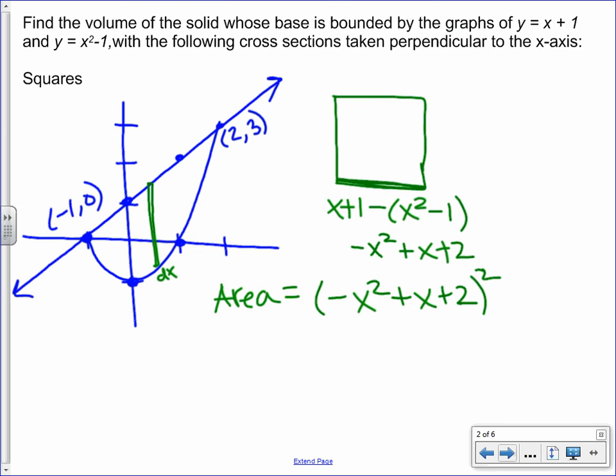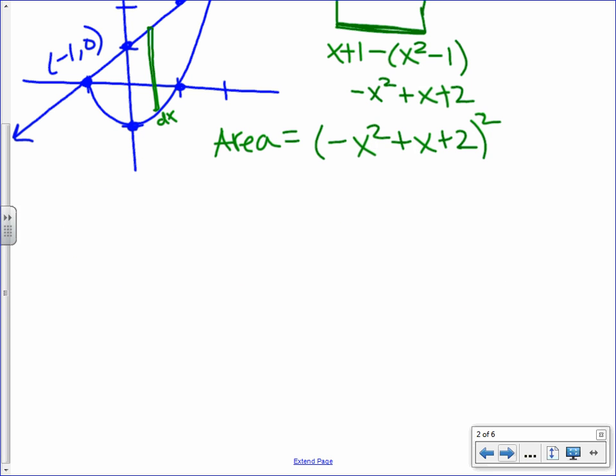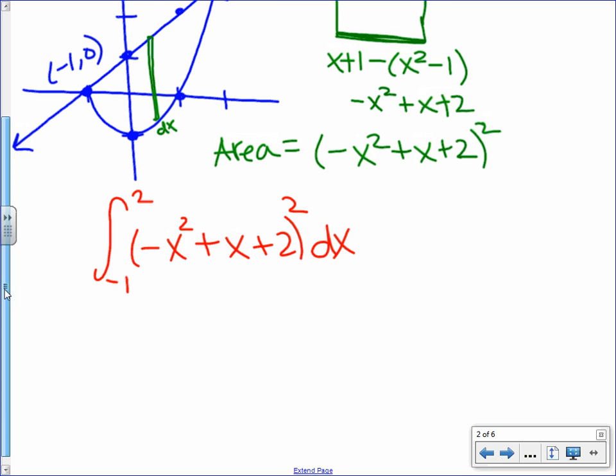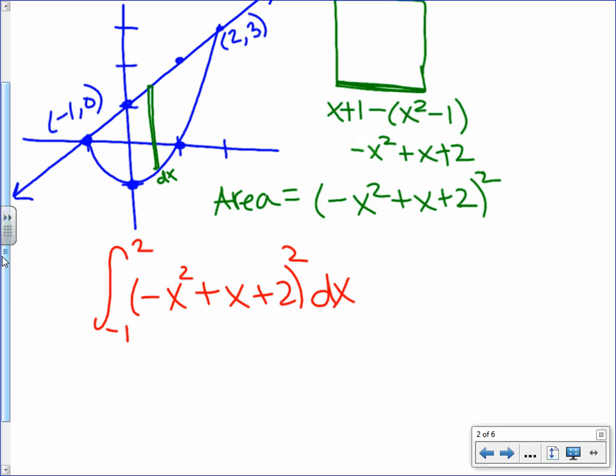Okay. So to find the volume of this funky shape we've got going on, we're going to take the integral of our area. Area times thickness gives us volume, and we're going to add up all of these volumes together from -1 to 2. Pretty sweet, right? Yes. It's negative x squared plus x plus 2.